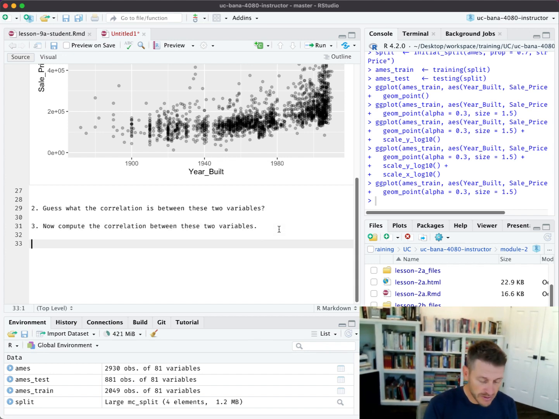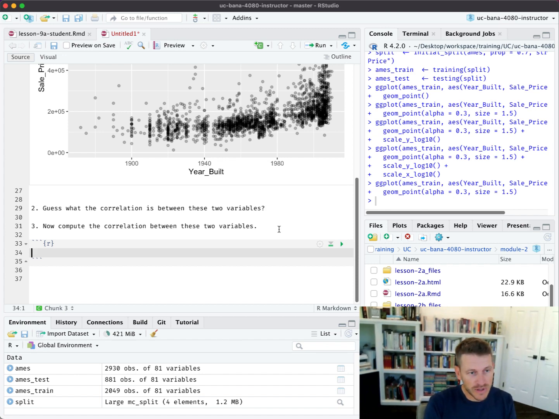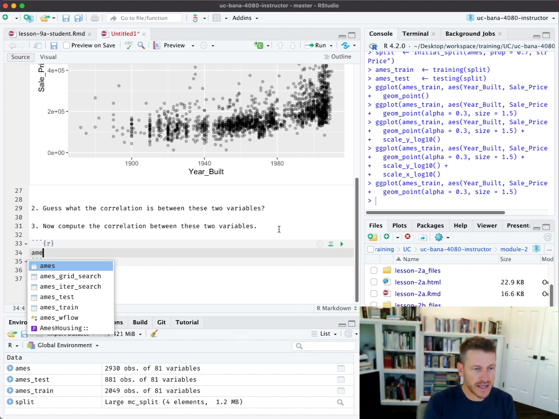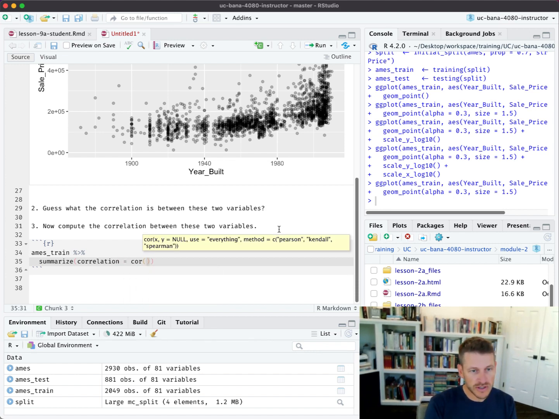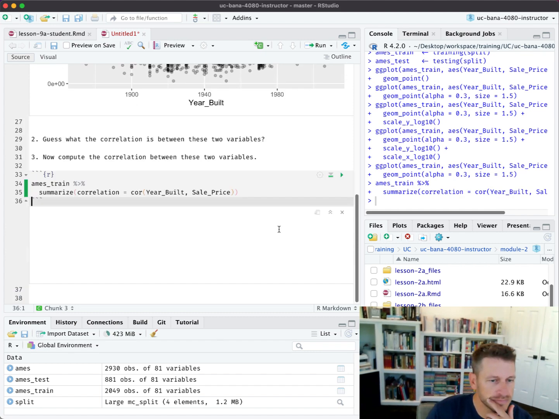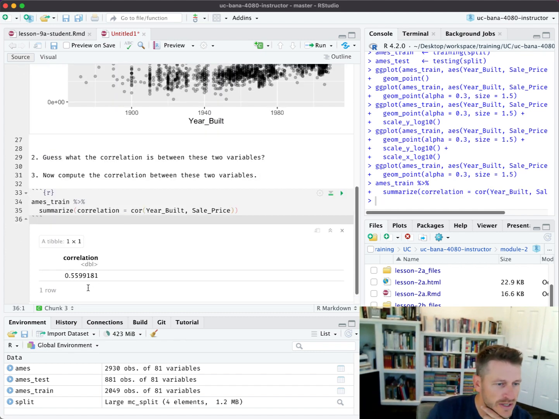So now let's go ahead and actually compute it. And we can compute it by just going ahead and taking Ames train, and I want to compute a summary statistic, and that summary statistic would be a correlation. And I can use the core function, and I just pass it year built and sale price. And we see that the correlation is a little bit over 0.5. So I was fairly close, but a little bit off.